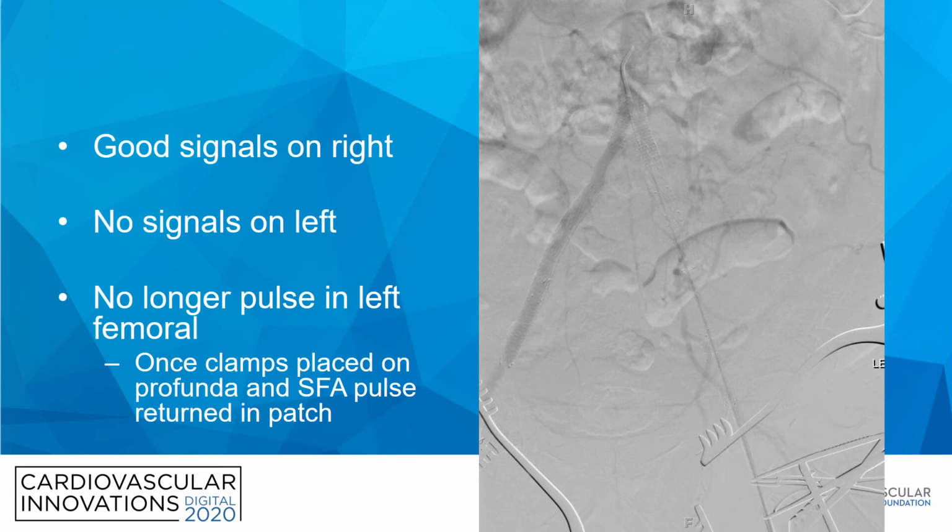The sheaths were removed from the patches and all of the clamps released. At this point, we did not have a great pulse in the left patch. There were no signals on the left foot now, although good signals on the right. With time, the pulse in the patch actually disappeared completely. And so the SFA and profunda were controlled once again for access and angiogram. Interestingly, once the clamps were placed back on, the pulse returned, and it was a good, strong pulse. So we knew there was some kind of ball valve physiology going on within that iliac stent lesion.